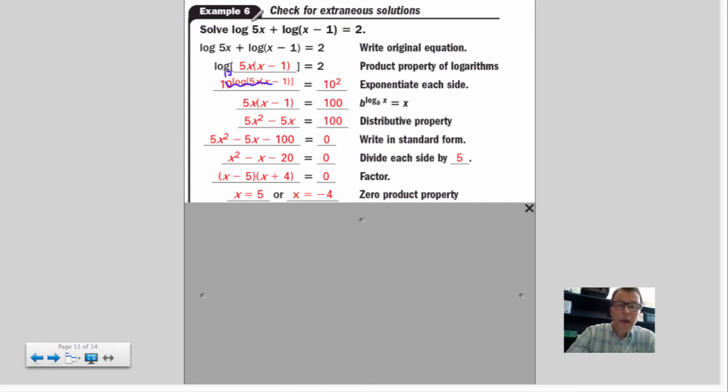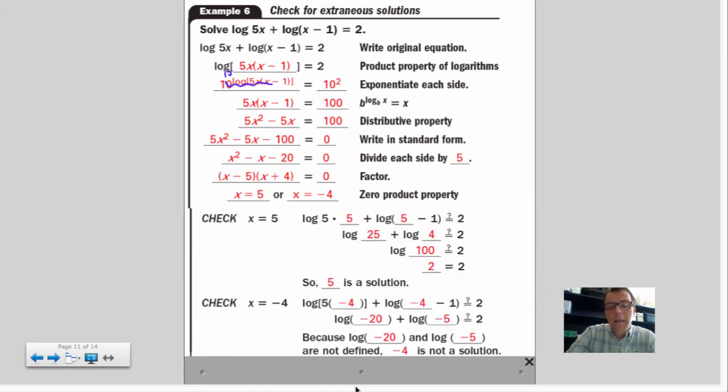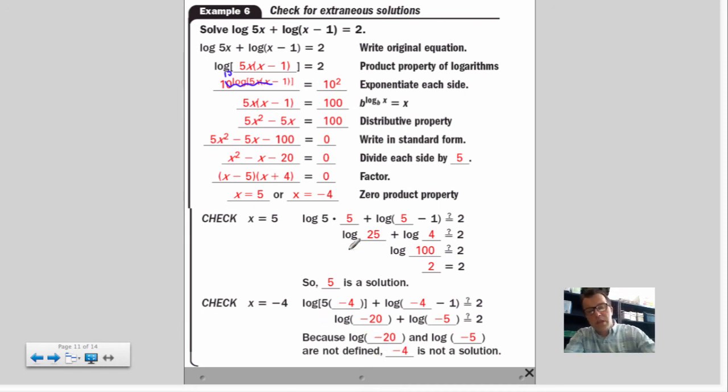You should check the 5 as well. This is 25, this is 4. It should be fine. And you can see here that when they plug in -4, they said the same thing. So this is not a solution. So when you're done with these problems, the only answer you can circle is this one. Even though you solve that guy, it's not a correct answer.